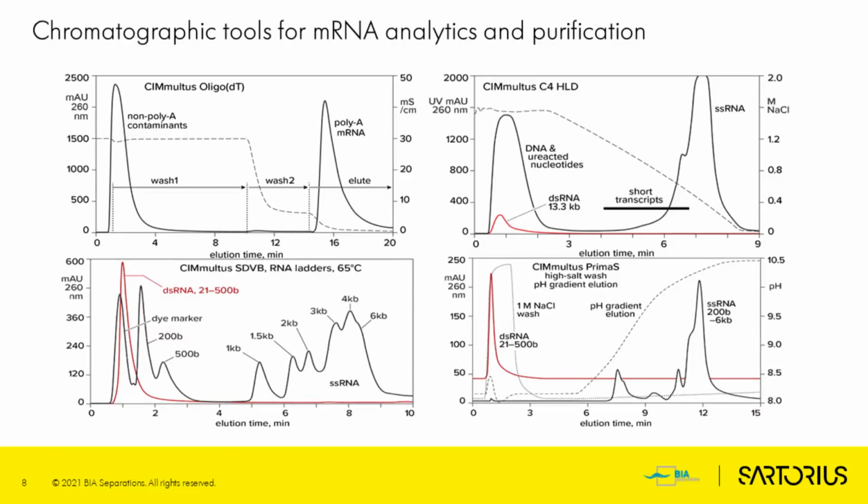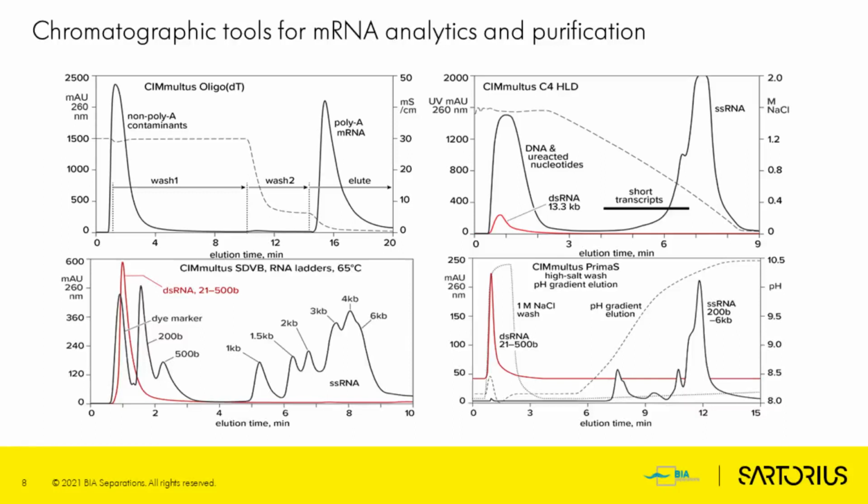possibilities in place. If you have a poly A tail, you can use an oligo-dT column, which nicely separates most of the stuff away from whatever has a poly A tail. The other column would be again C4 HLD, which very well separates the double-strand RNA away from single-strand RNA. Also some truncated stuff would be gone. Prima S is very good to separate building blocks, so reagents, away from the single-strand RNA. As well, it's a very good analytical tool.